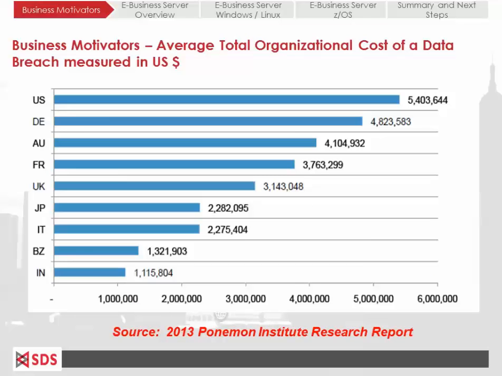Here's the average organizational cost in US dollars of data breach by country. As you can see in this particular slide, the US experienced the highest cost average at more than $5.4 million, followed by Germany at $4.8 million. In sharp contrast, samples of Brazilian and Indian companies experienced the lowest total average cost at about $1.3 million and $1.1 million, respectively.